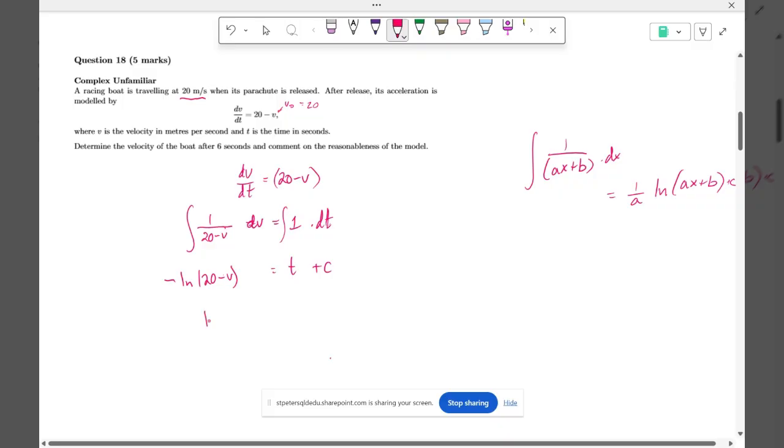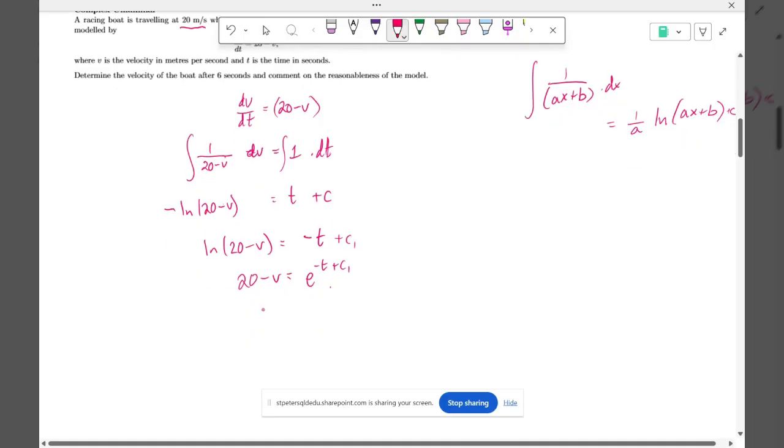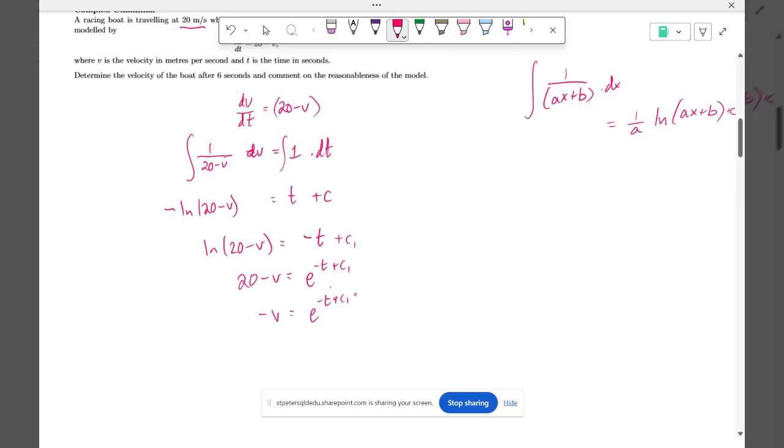I could make this the log of 20 minus v equals negative t. And you could go minus c, or I'm just going to go plus c1 when I'm multiplied by -1. And then I can use my definition of a log. So this is base e, so this is e to the power of negative t plus c1. I could then subtract the 20, so I've got negative v equals e to the negative t plus c1 minus 20, then multiply through by -1 again. V equals 20 minus e to the negative t plus c1. And that could be my equation.